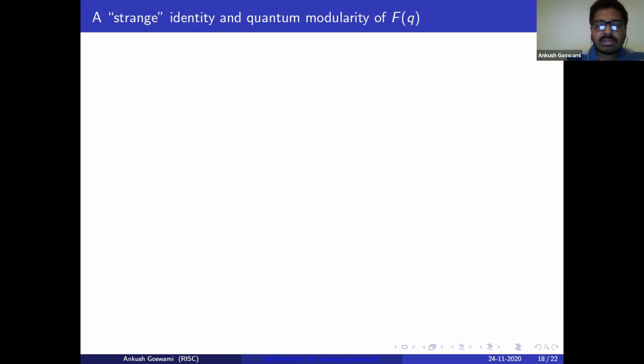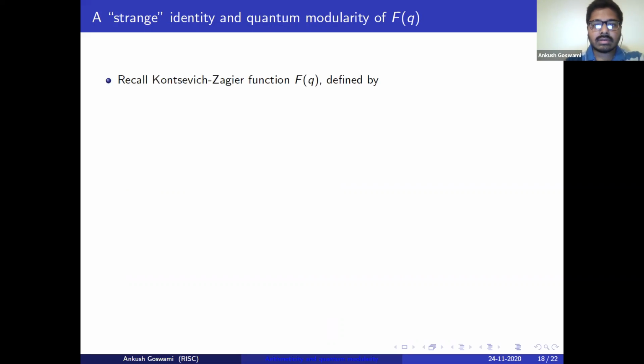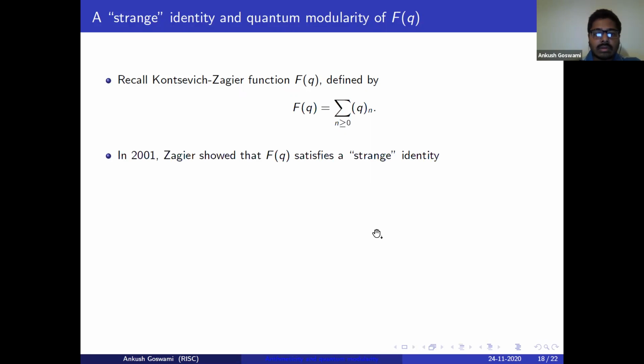Okay, so let me just recall, we've already discussed F(q), but just for the sake of completeness, recall that F(q) is defined via this series, which is the sum over all n bigger than or equal to 0 of (q)_n, and this (q)_n is the standard q-hypergeometric notation. And then this F(q) satisfies a really strange identity, and this was proved in the 2001 paper of Zagier.